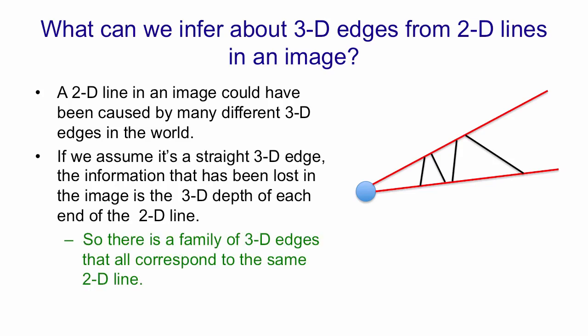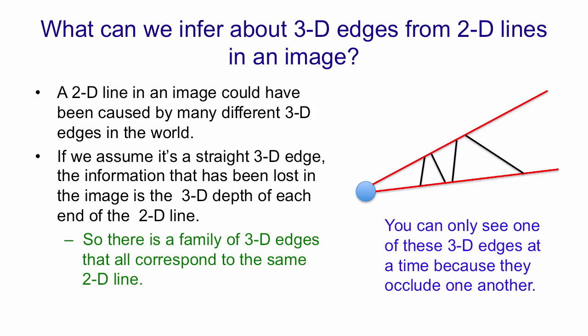So if we assume that a straight 3D edge in the world is the cause of a straight 2D line in the image, then we've lost 2 degrees of freedom of that 3D edge, its depth at each end. So there's a whole family of 3D edges that all correspond to the same 2D line. You can only see one of these 3D edges at a time because they all get in the way of each other. So now we're in a position to see a little example of what you might be able to do if you can use the fact that you can find low energy states of a network of binary units to help you find interpretations of sensory input.